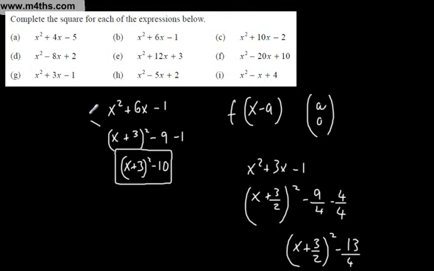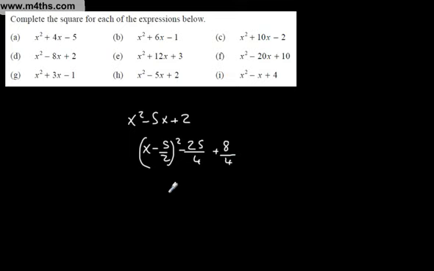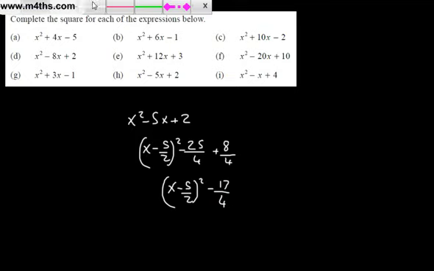I've done quite a lengthy tutorial on completing the square, and you can check that out. Now let's look at this one here. X squared minus 5x plus 2. We take half the coefficient with its sign. So x minus 5 over 2 all squared, minus 25 over 4 plus, and now if we switch this into 4s, we're going to have plus 8 over 4. So x minus 5 over 2 all squared minus 17 over 4. So your minimum point is the following.